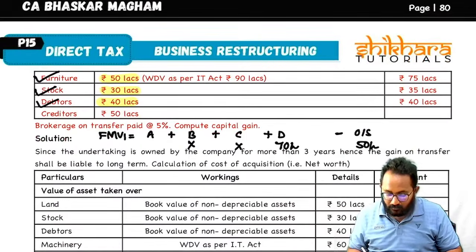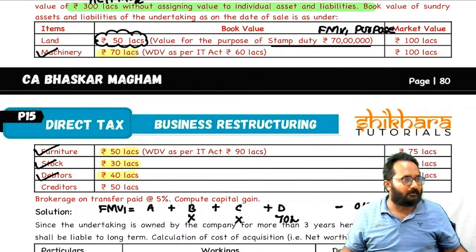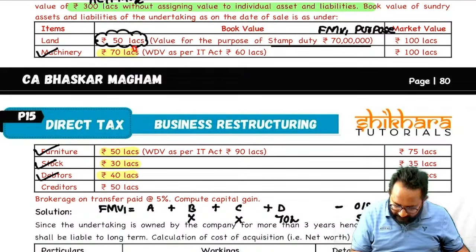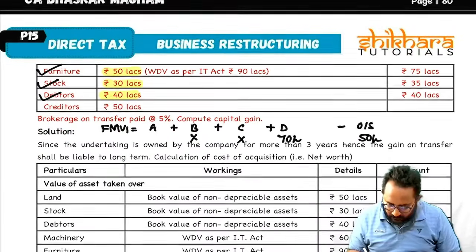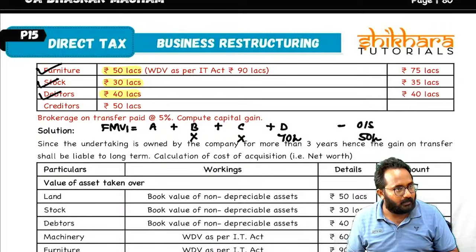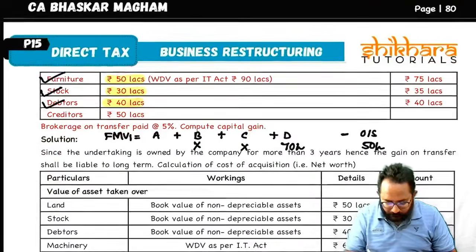Remember, other assets are always at book value. You can take this. How much will you get? 170. Please do the total: 70, 50, 30, 40.